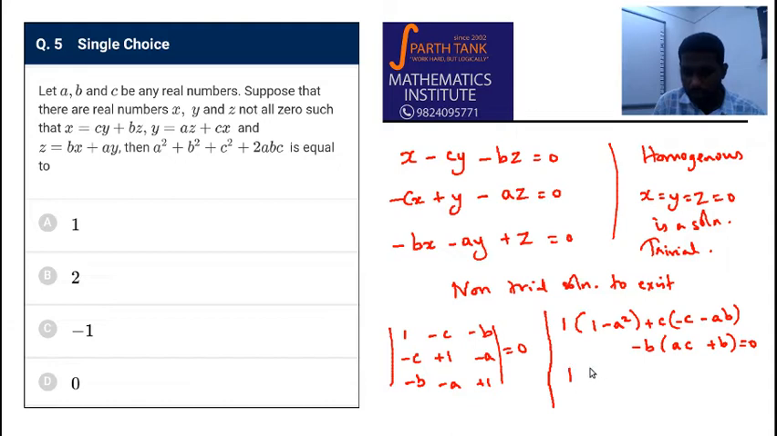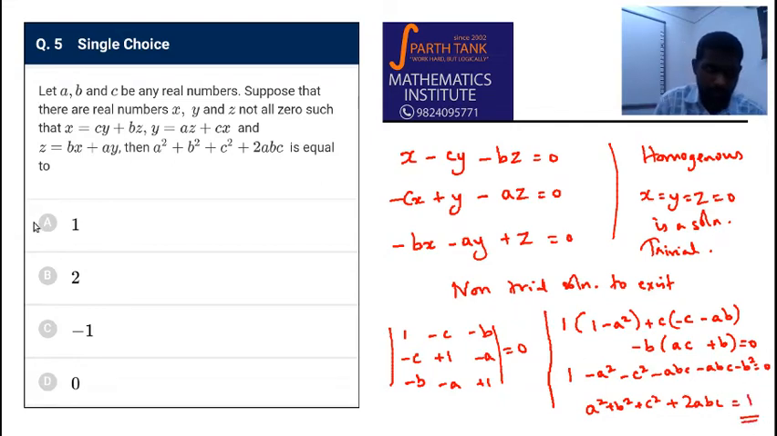Now this is 1 minus a squared minus c squared minus abc minus abc minus b squared is 0, or a squared plus b squared plus c squared plus 2abc. You take all this to the other side, it is equal to 1. Very simple problem. Just guess that this is based on the condition for non-trivial solutions of a homogeneous system of equations.